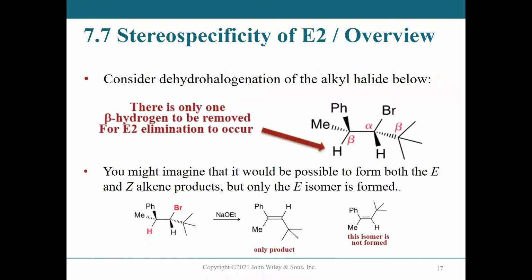All right, so that's exactly what we were talking about. Stereospecificity of E2 reaction. Consider the dehydrohalogenation. Oh, that is just a complicated way to say, consider the E2 reaction of the alkyl halide below. There is only one beta hydrogen to be removed for E2 elimination to occur. Is it going to give me the E alkene? Is it going to give me the Z alkene? I don't know. So I have to use the Newman projection, right?